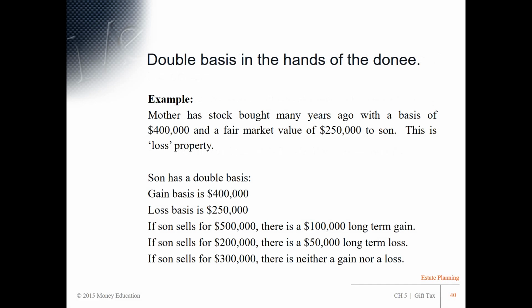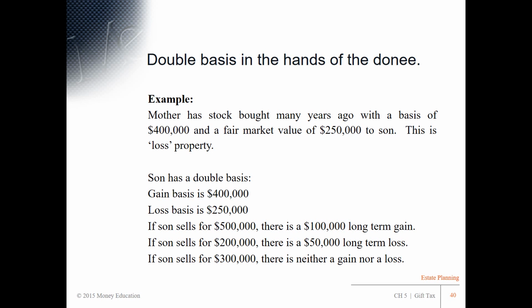So here's an example of a double basis. Mother gifts stock bought many years ago with a basis of $400,000 and a fair market value of $250,000 to the son. So this is loss property because if she sold it, she'd take a loss on it. So the son has a double basis because it's loss property. He has a gain basis, which would be $400,000. He has a loss basis, which would be $250,000.